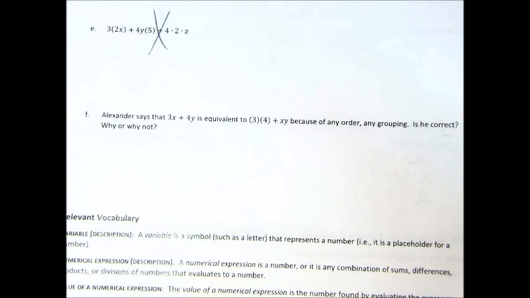Go ahead and scratch out E. Let's look at F. F says, Alexander says that 3x plus 4y is equivalent to 3 times 4 plus x plus y because of any order, any grouping. Is he correct? Why or why not?